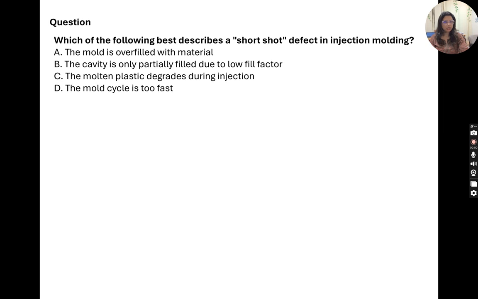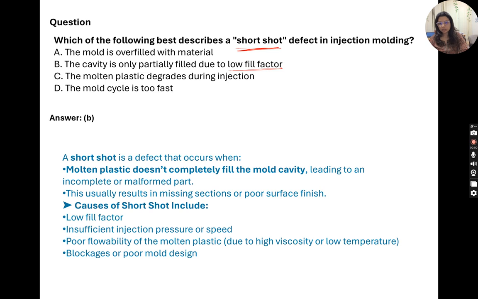Okay, let's move forward to the answer. Which of the following best describes a short defect? The answer is B, the cavity is only partially filled due to low fill factor. In the last question we read about the low fill factor, and now they are asking about the short defect. The name itself suggests a short, an unfilled part. Molten plastic does not completely fill the mold cavity, which leads to an incomplete or malformed part. This usually results in missing sections or a poor surface finish.